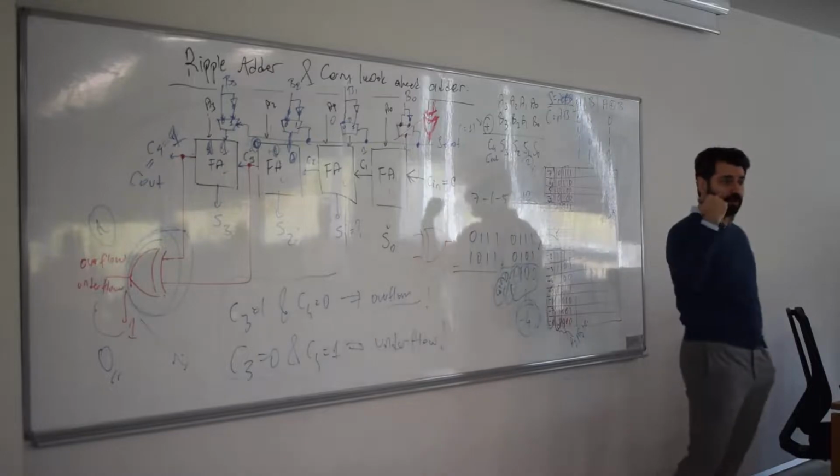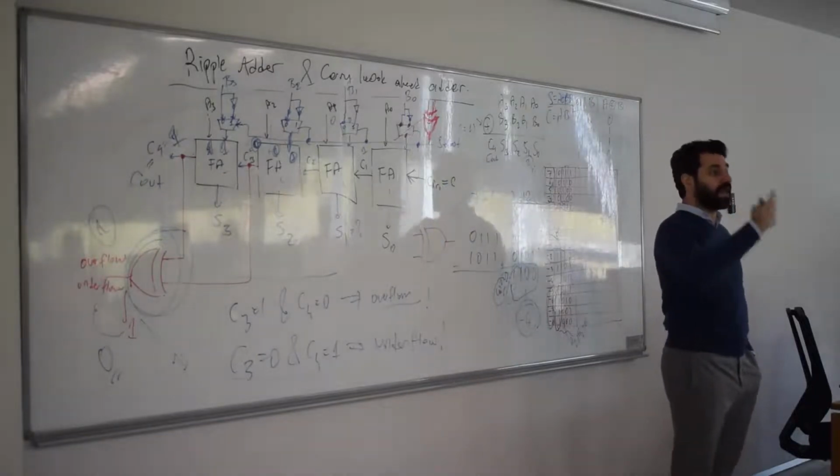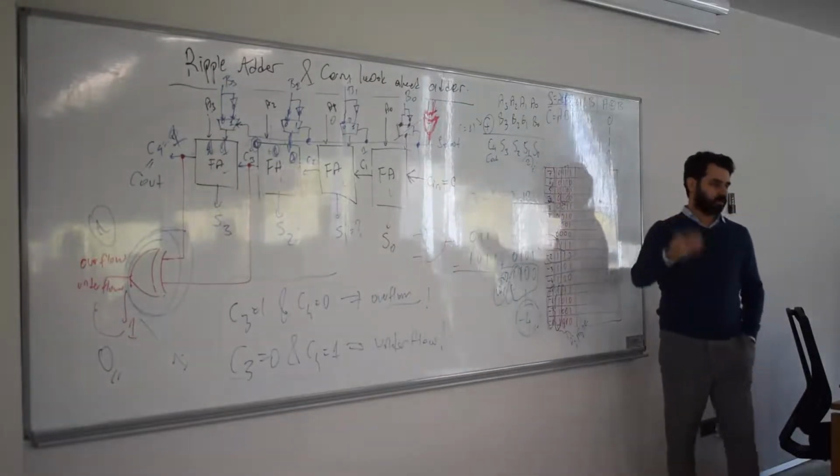And in fact, in the full adder, if you remember, there were 3 inputs. The sum turns out to be A XOR B XOR C. Remember that? So again, the sum is an XOR.